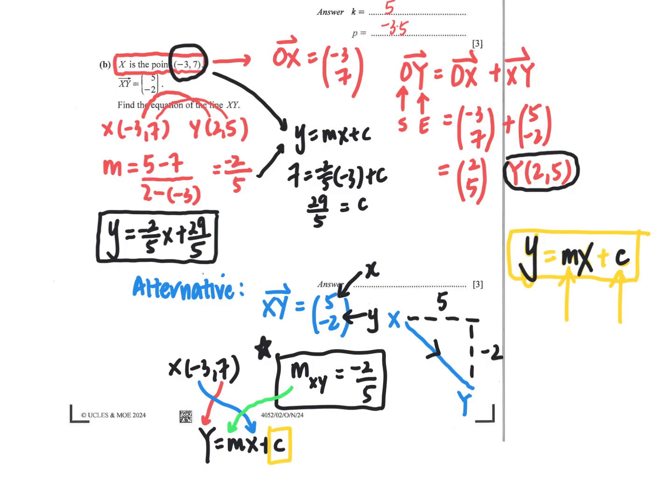Okay, so this is the key thing. Make sure you know the star part I tell you. Use y over x to get the gradient.